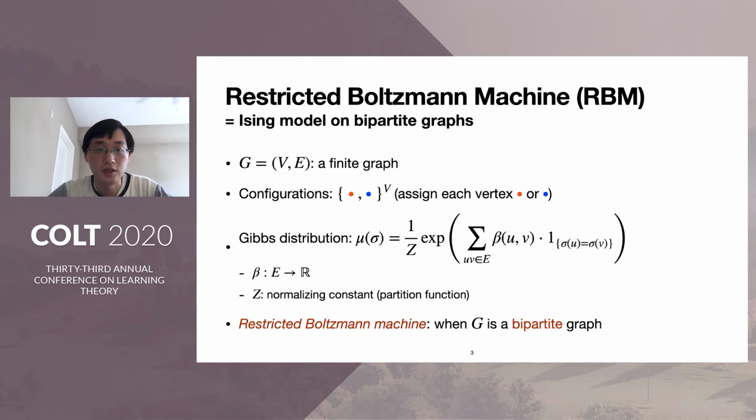And the Gibbs distribution for the Ising model is a probability distribution over all configurations, where every configuration will receive a weight, which is an exponential of some weighted sum of monochromatic edges. Here beta is an edge weight function, and Z is the normalizing constant of the Gibbs distribution, which is also called the partition function. And this defines the Ising model. And if you furthermore let G be a bipartite graph, then this is the restricted Boltzmann machine.